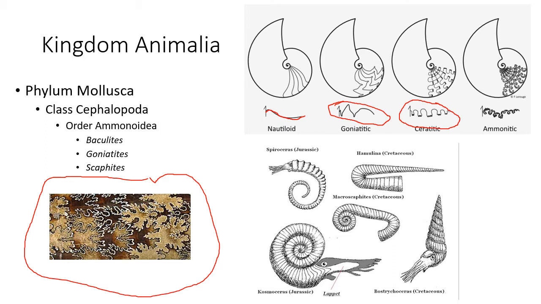So nautiloids do this still today, but they're not doing the same kind of stuff that ammonitic ammonites were doing. So the sutures, the bonding between the chambers, becomes really, really complex in ammonoids. And actually, it's one of the ways that we use to identify ammonoids, different ammonite species, is what's going on with their suture patterns.